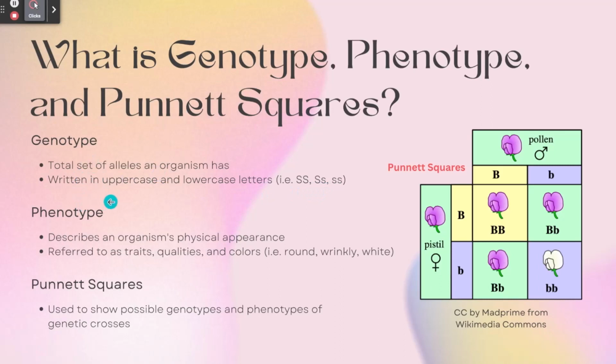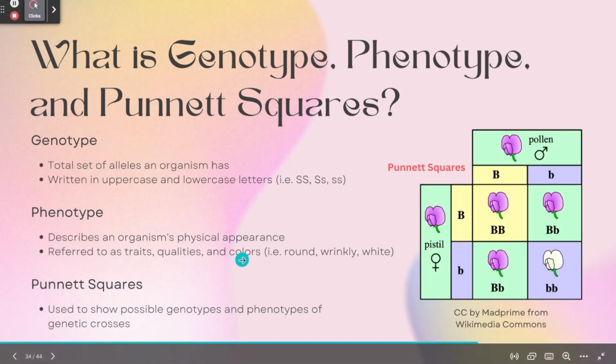Phenotype describes an organism's physical appearance, and we would refer to this with traits, qualities, and colors. For example, we could say something is round, wrinkly, or white. Punnett squares are used to show possible genotypes and phenotypes of genetic crosses.